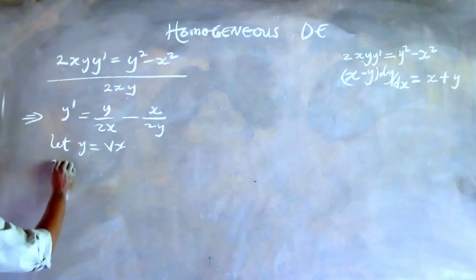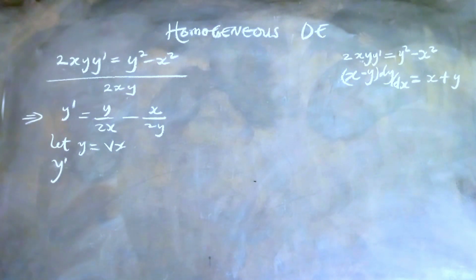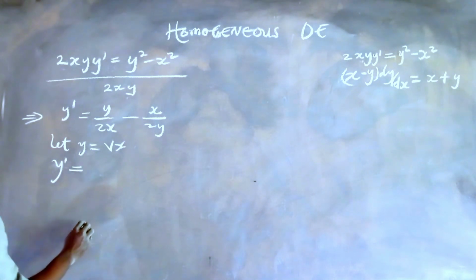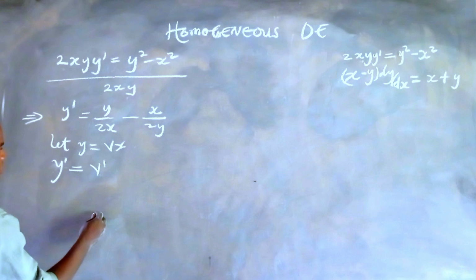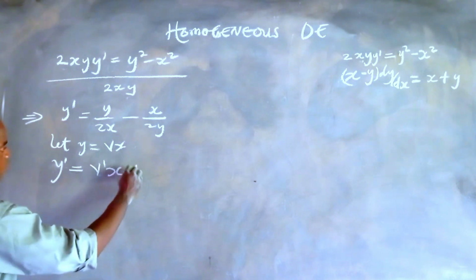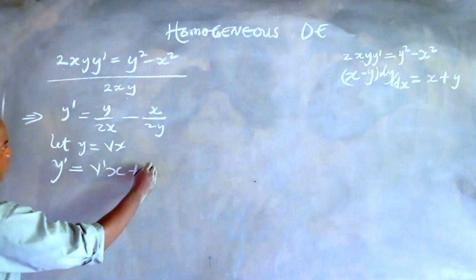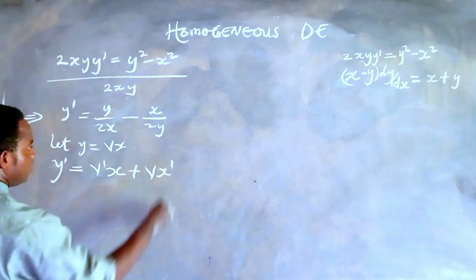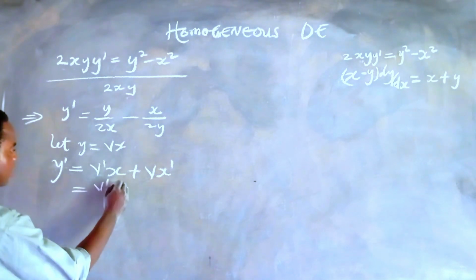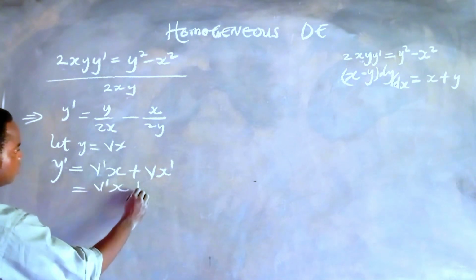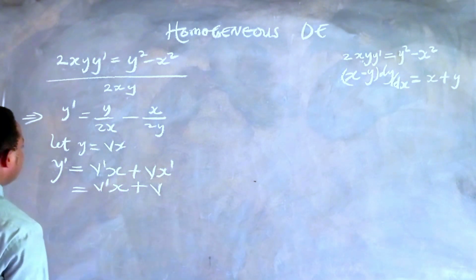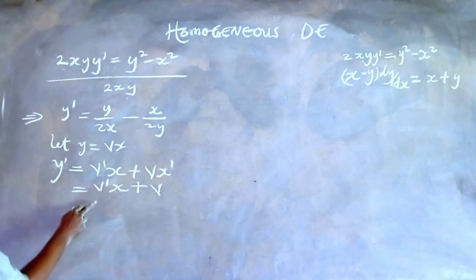What is the derivative of y with respect to x? You will notice this is a product function, right? So you find the derivative of v and leave x alone, plus you leave v alone and find the derivative of x. It's a product function. So we have v prime multiplied by x plus v. The derivative of x with respect to x is 1. So we have v there.